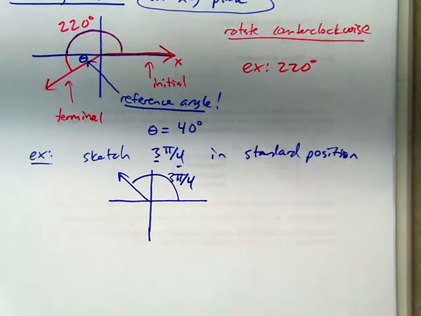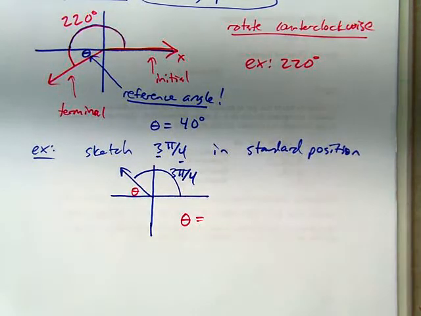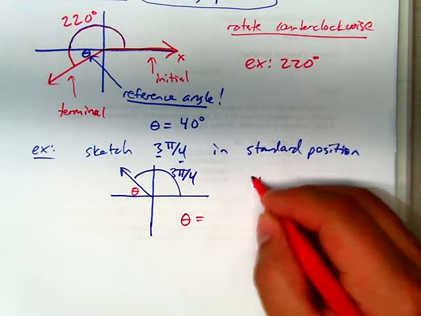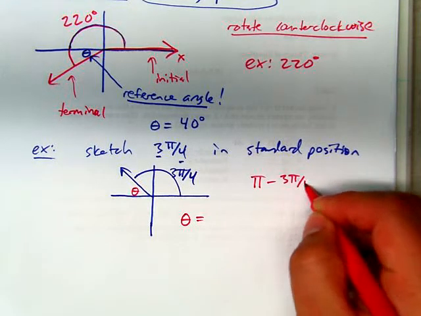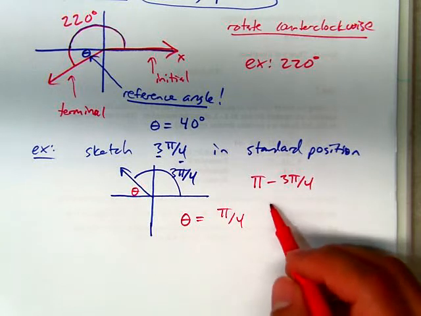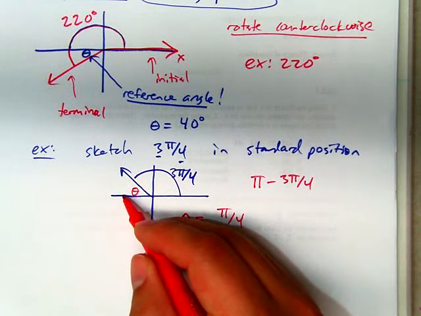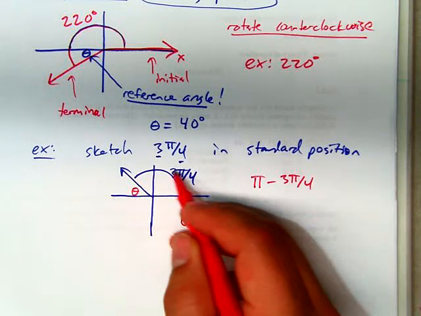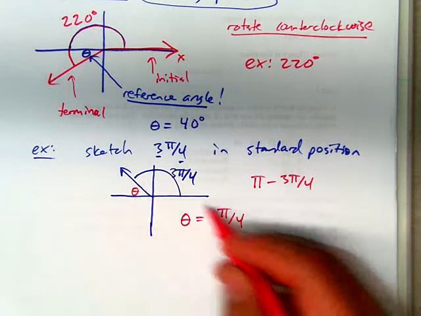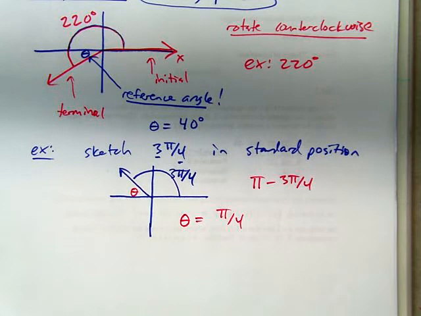And now the reference angle. In this case, if you can't find it, you can do pi minus 3 pi over 4, and you get pi over 4. The reason we're doing pi minus 3 pi over 4 is because all the way to the x-axis is 180, or pi, and then we subtract 3 pi over 4 to figure out this difference, which is the same as pi over 4. Okay, so that's how you sketch angles.